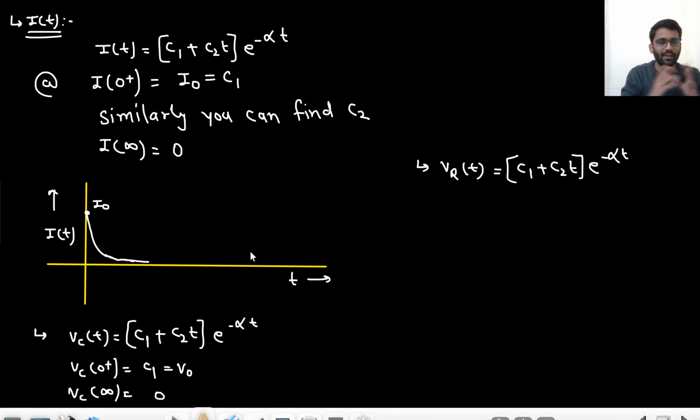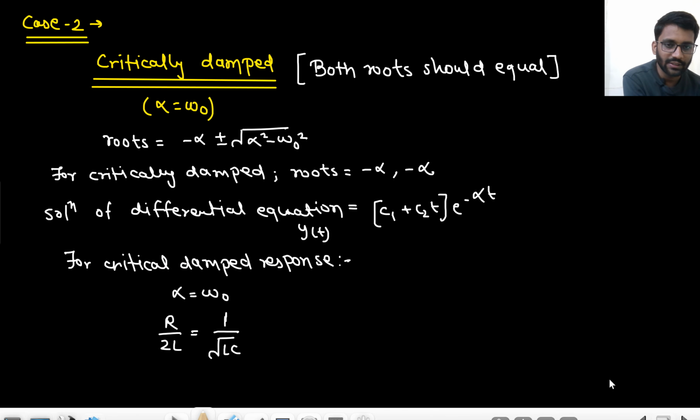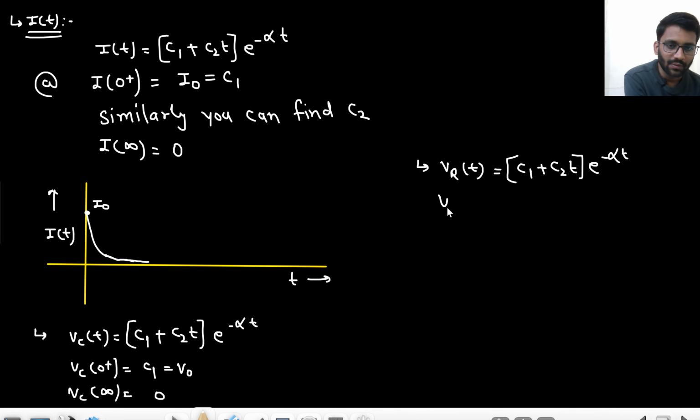You just need to know that in underdamped there will be oscillations. In critically damped there will be no oscillation and the response will be faster. And in overdamped the response will be slower with no oscillations. That you will understand by looking at the options. So what about V_R(t)? At t equals 0, V_R(0+), what is the value of V_R(0+)? V_R(0+) is minus I naught R, right?